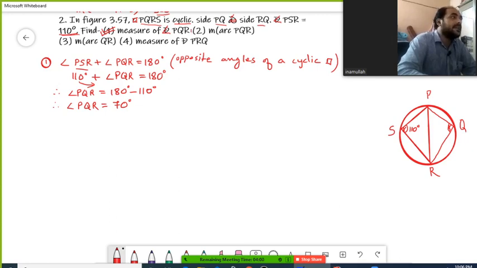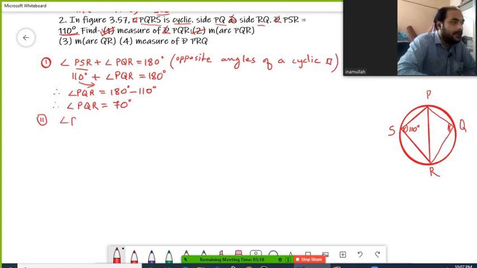Now the second question, measure of arc PQR. From P to R, this arc we need to calculate. We know this arc should be twice its opposite angle. So this is an inscribed angle and its corresponding intercepted arc is PQR. So here I can say angle PSR is half of major arc PQR. So you can solve your second question by taking help of the inscribed angle theorem.